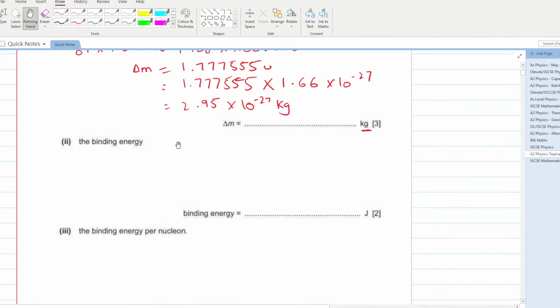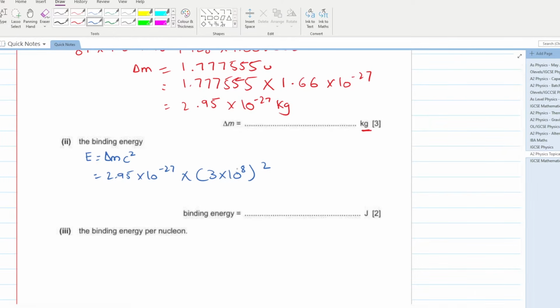You have to calculate the binding energy. How will you calculate the binding energy? E is equal to change in m, that is the mass defect, into c square. What is your mass defect? 2.95 into 10 raised to the power of minus 27, multiplied by the speed of light, 3 into 10 raised to the power of 8, whole square. Energy is equal to 2.65 into 10 raised to the power of minus 10 joules.